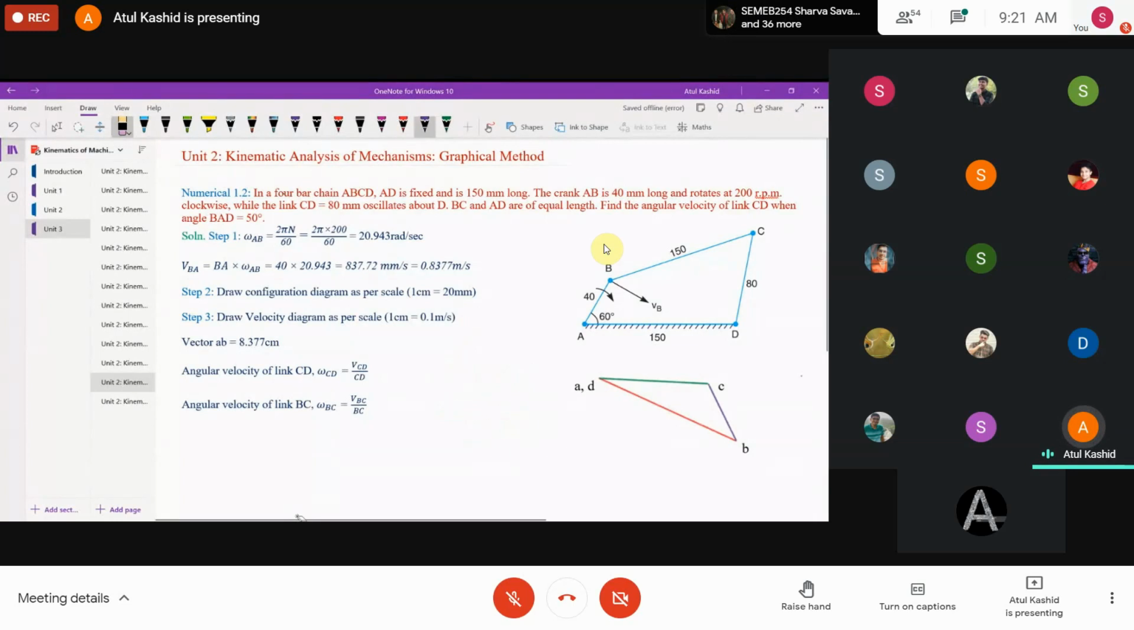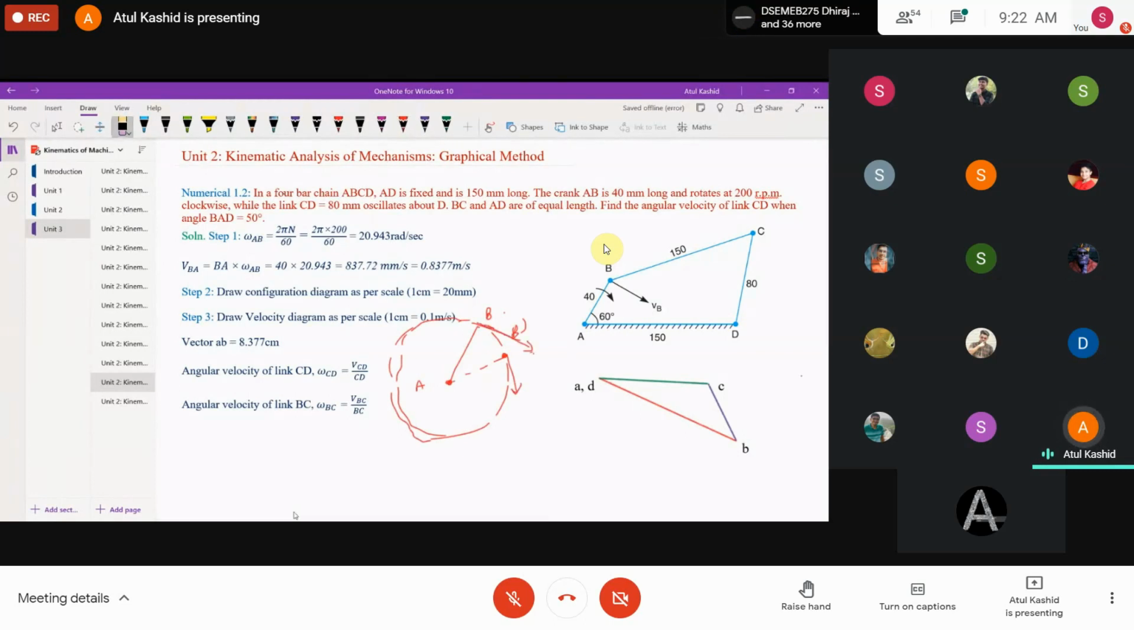So whatever links we have in this mechanism, they will have certain velocity, and it will be perpendicular to the link. For example, in this case, we have an input link, that is the crank. So this is our crank AB. Now what is going to happen? This crank AB is going to rotate in a circular path, so after some time it is going to reach this point B dash, and its velocity will be given like this, or at this instant, it will be like this, right?